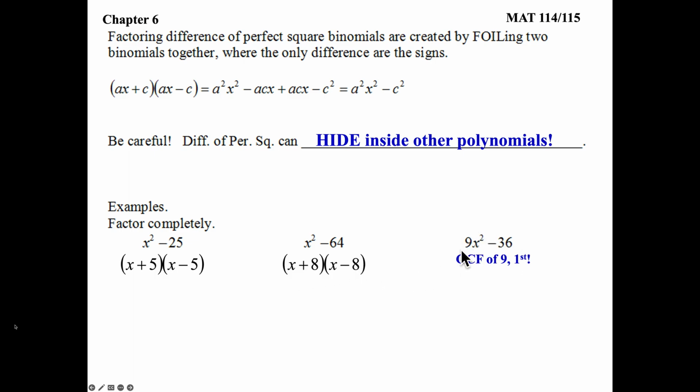Now be careful here, because even though 9x squared is a perfect square, and 36 is a perfect square, we don't want to go 3x and 6 and go 3x plus 6, 3x minus 6, because your binomials would have GCFs in them. So we want to take out the GCF of 9 first, and it starts as a difference of perfect squares. It will still finish as a difference of perfect squares in here. So square root of x squared, x, square root of 4, 2, x plus 2, x minus 2.